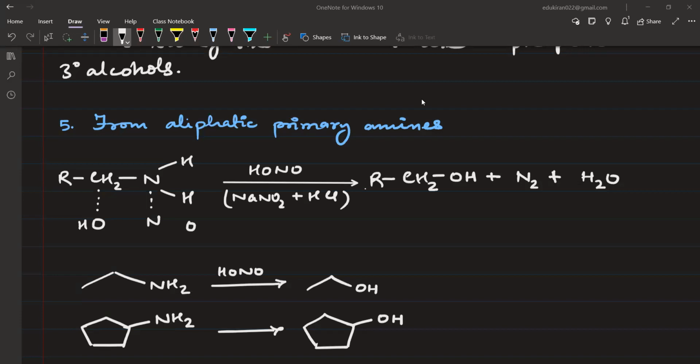Sir, I want this reaction. So here we are using nitrous acid. This CH2 will get attached to OH. The nitrogen gets attached to nitrogen, and these two hydrogens will get attached to oxygen. So CH2OH, N2, nitrogen, nitrogen, and H2O. This is the way of writing the product. There is only a replacement happening of NH2 with OH. NH2 is getting replaced by OH. That's it.